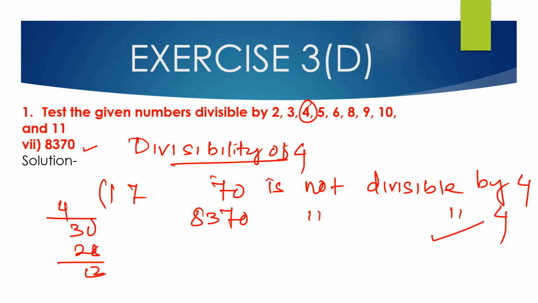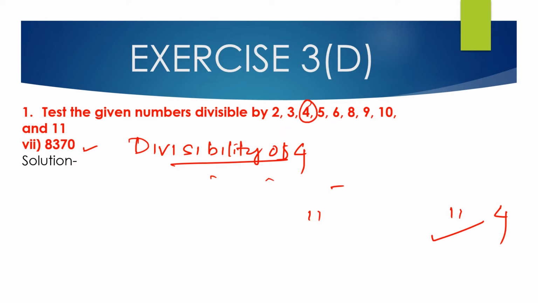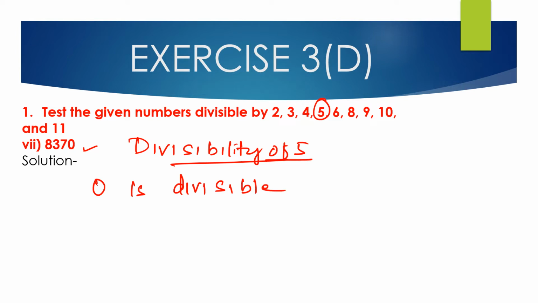Now we'll check whether the number 8370 is divisible by 5 or not. Divisibility of 5. We know any number is divisible by 5 if the last digit, that is the unit place digit, is either 0 or 5. Here the last digit of the number 8370 is 0 and 0 is divisible by 5. So 8370 is divisible by 5.